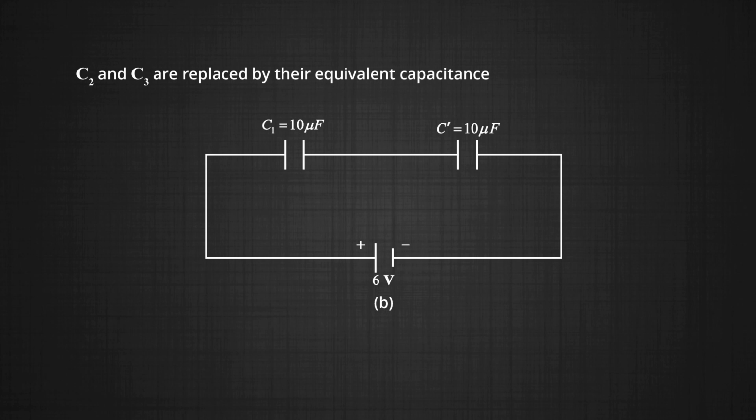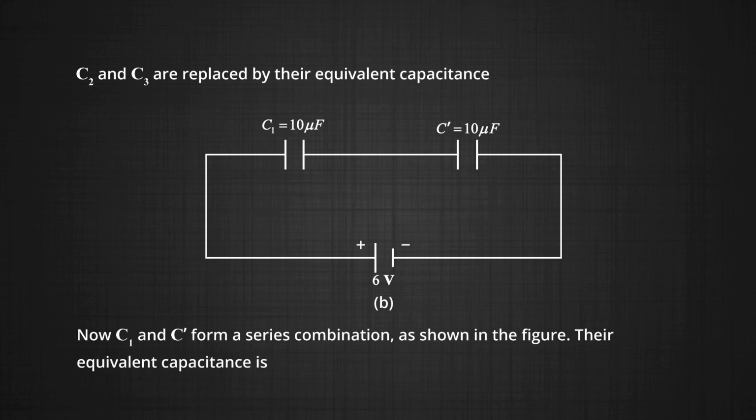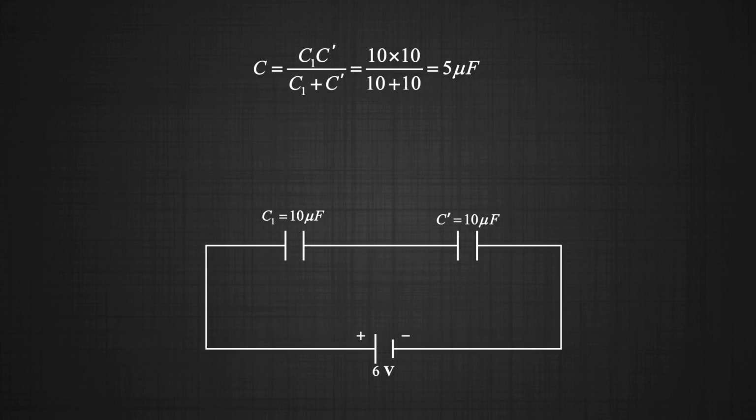As C2 and C3 are replaced by their equivalent capacitance, now you see in the diagram the C1, which is 10 microfarad, and C dash, which is also 10 microfarad, are connected in series. Now, C1 and C dash form a series combination as shown in the figure. So, their equivalent capacitance C is given by C1 into C dash upon C1 plus C dash. On substituting the values we get 10 into 10 upon 10 plus 10, which is equal to 5 microfarad.